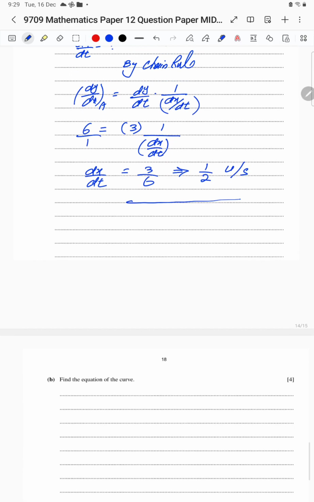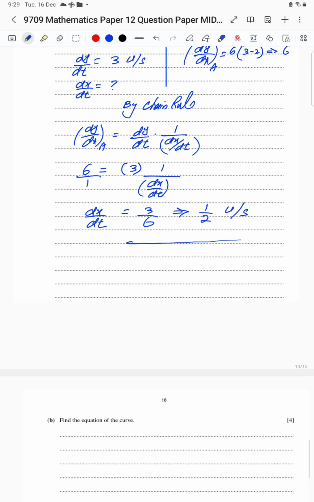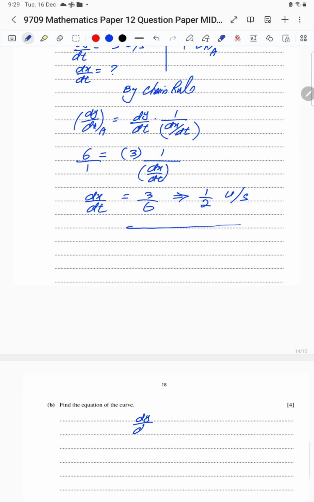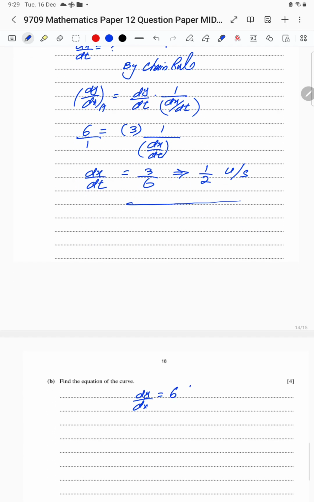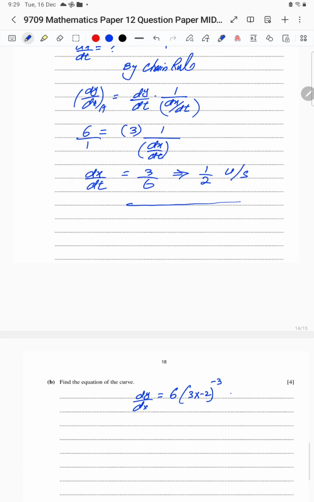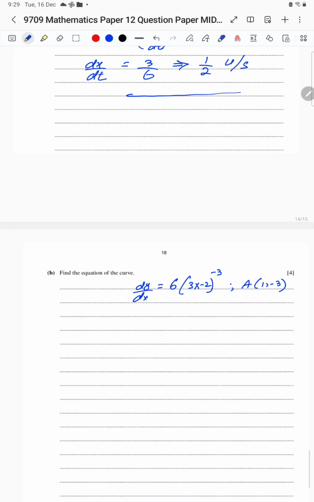Now find the equation of the curve. Find the equation of the curve when you are given dy by dx at point A is equal to, that was given 6 times 3x minus 2 power minus 3, and point A is 1 comma minus 3. So what to do, we have to integrate it because we have to find the equation of the curve with the differential given. So dy is equal to 6 times 3x minus 2 power minus 3 dx. Now I need to integrate. I will put the integral here.